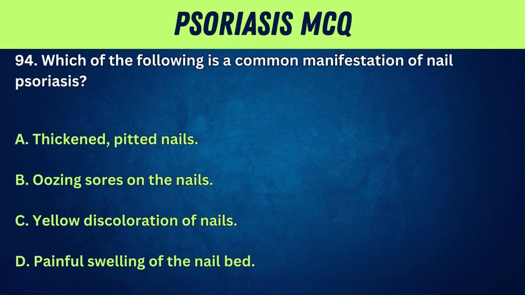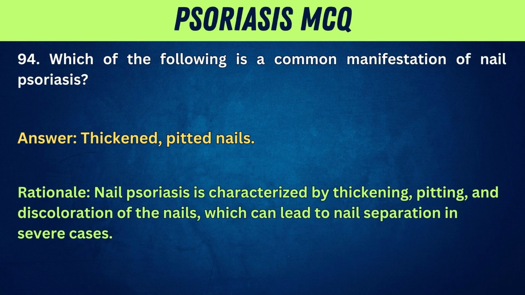94. Which of the following is a common manifestation of nail psoriasis? A. Thickened, pitted nails. B. Oozing sores on the nails. C. Yellow discoloration of nails. D. Painful swelling of the nail bed. Answer: thickened, pitted nails. Rationale: nail psoriasis is characterized by thickening, pitting, and discoloration of the nails, which can lead to nail separation in severe cases.